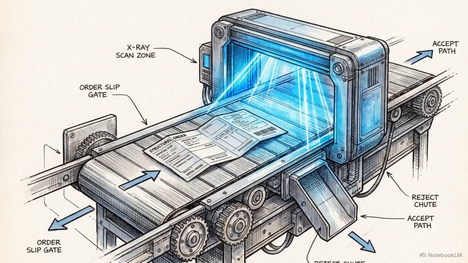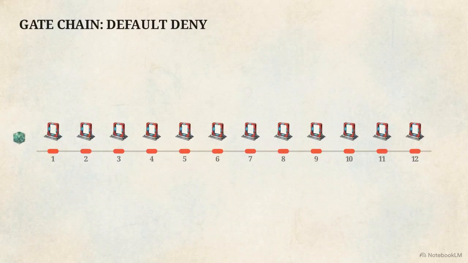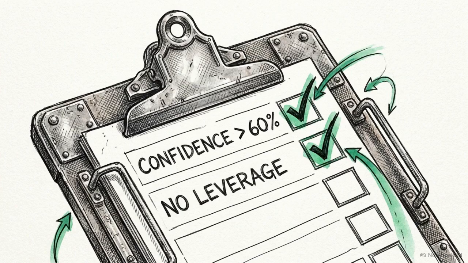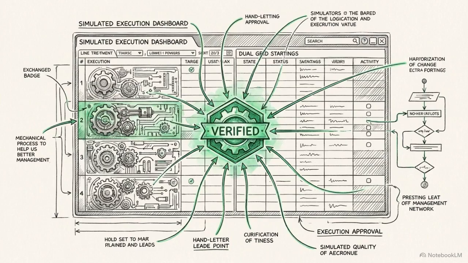Even with an AI's endorsement, execution is not guaranteed. Phase 5 requires the selected trade to survive the gate chain. This is a 12-step gauntlet built on a default deny principle. If the trade fails at any single checkpoint, the script aborts the entire run. The initial guardrails are rigid. The AI's confidence score must sit above 60%. The asset cannot be a leveraged ETF, and the exact order parameters must successfully clear a simulated paper trading dry run.